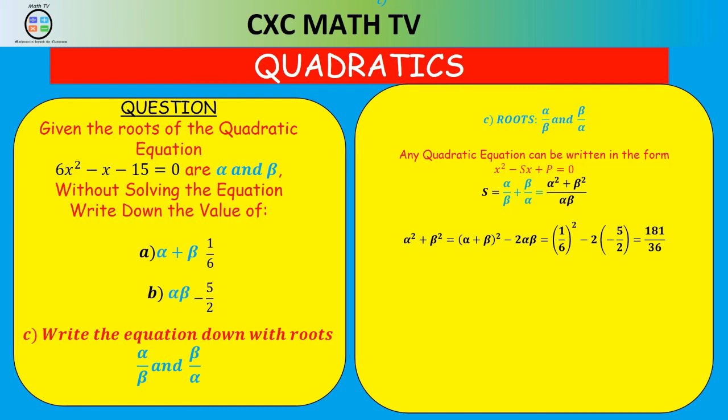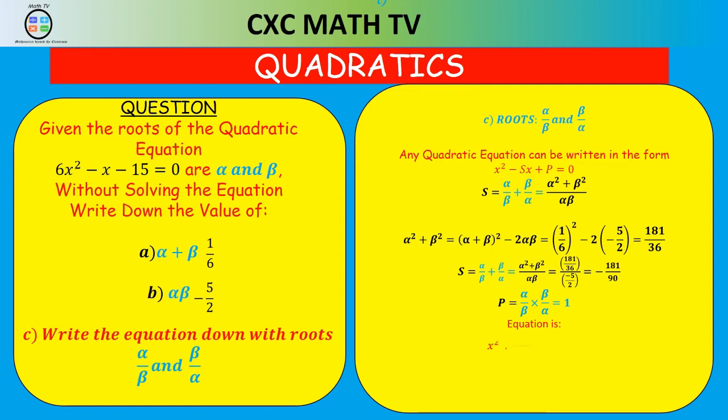181 over 36. So that means the sum, which is alpha over beta plus beta over alpha, remember it is alpha squared plus beta squared over alpha beta, but the numerator part of it works out to be 181 over 36, and alpha times beta is minus 5 over 2. Put that in your calculator, you get negative 181 over 90. Next we need is the product of the two roots. Now alpha over beta times beta over alpha, if you multiply those, you get 1.